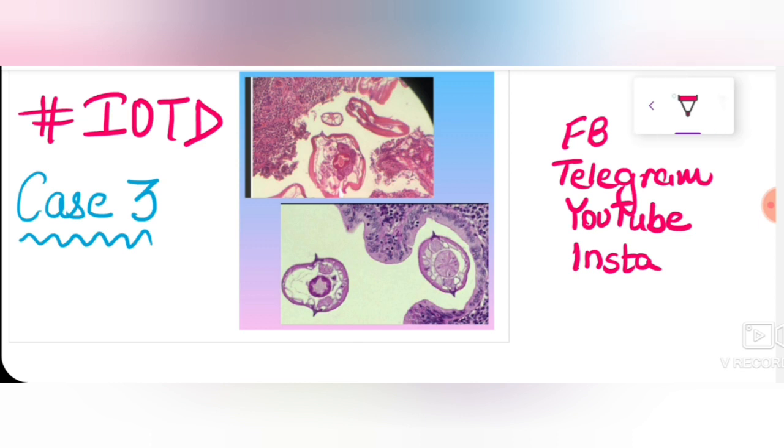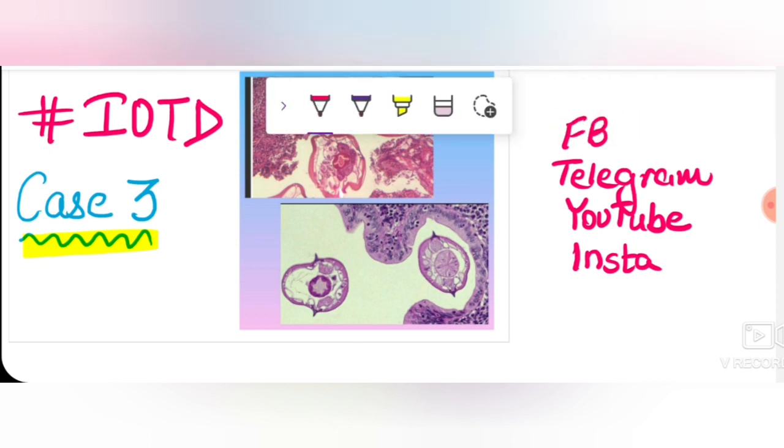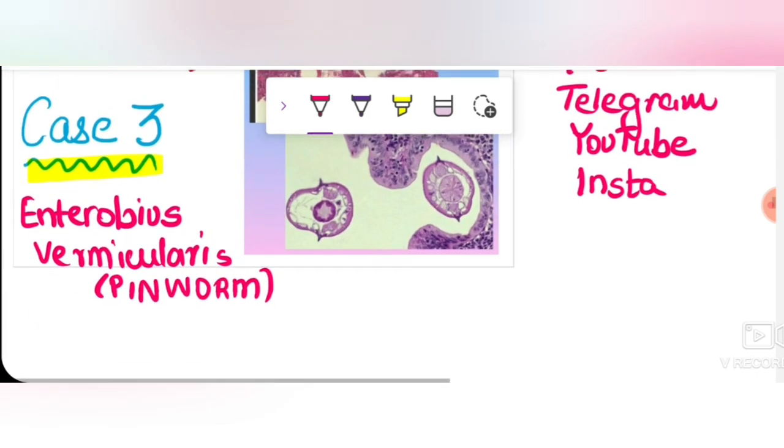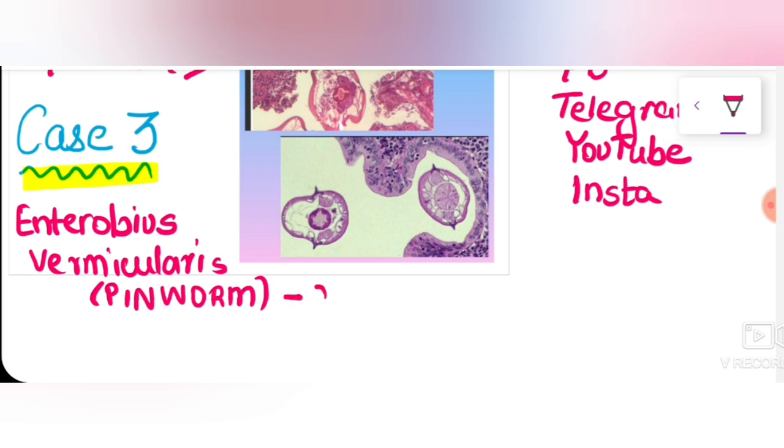This was the image that was provided to you. It was a spotter image, and you had to tell me what particular finding you're seeing here. First and foremost, the answer to the question is Enterobius vermicularis. I hope everyone remembers Enterobius vermicularis. The other name is the pinworm. And all of you have very well guessed which organ I am going to talk about today. We are dealing with the appendix.